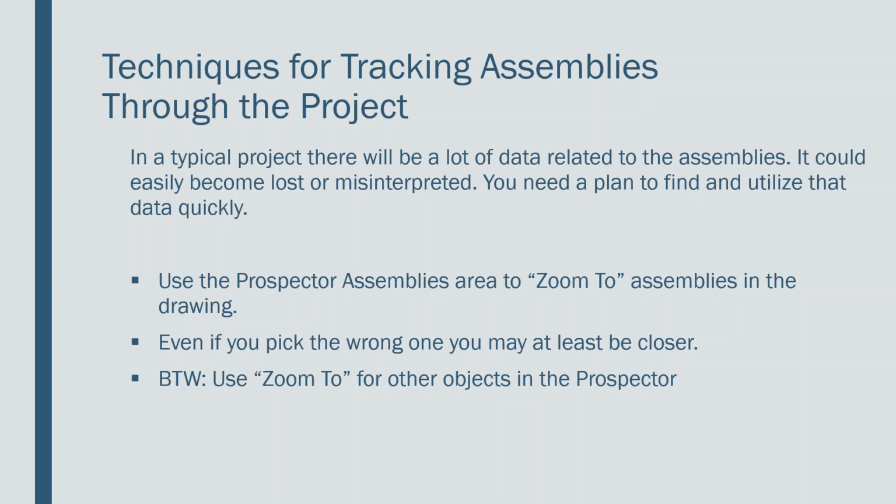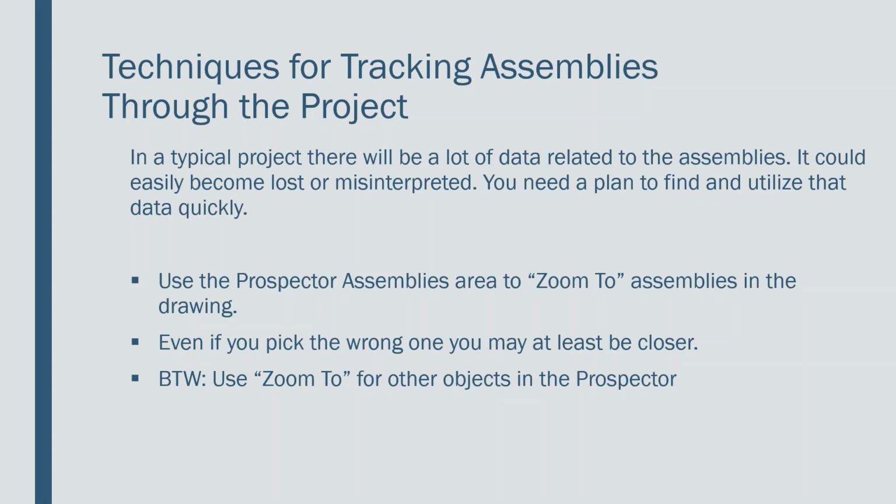And this is the extra credit point here: zoom to is used for other objects. In particular, alignments, which can be short or long, just sometimes hidden under corridors, very hard to see. The zoom to option is a great one for that. Maybe you've got several surfaces in a file for grading or what have you. The zoom to operates for that, or profile views, you can zoom to those as well.